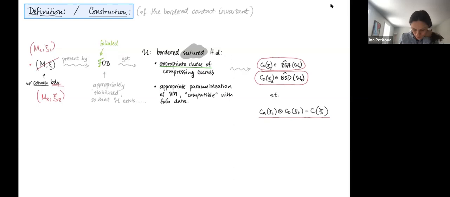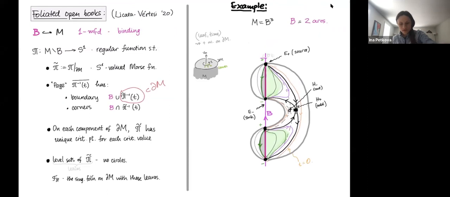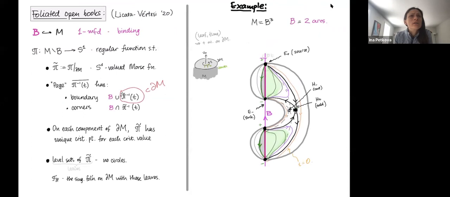So let's get to it. What is that? Foliated open book. Approximately, think of it as an open book for something with a boundary. Just like a closed manifold, you have a surface revolving through time with a fixed part of it that doesn't move, that eventually closes off to produce the whole thing.